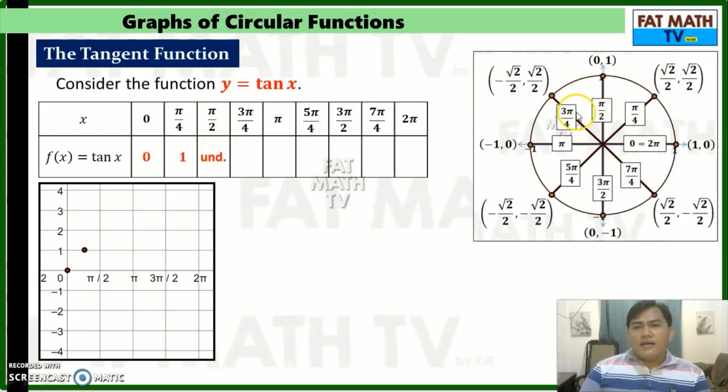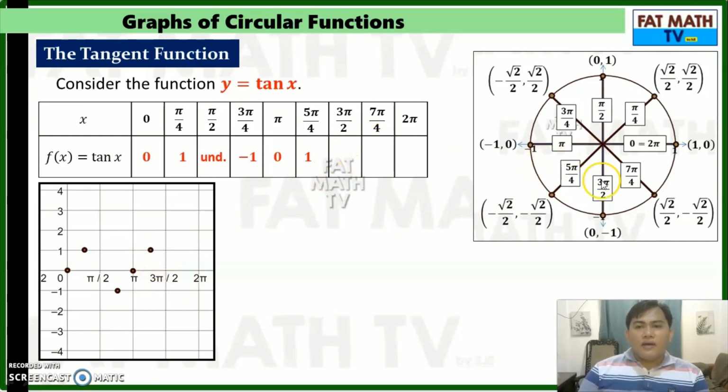And then if we have 3 pi over 4, so this over this, that's negative 1. So 3 pi over 4, negative 1 is here. And then if it's pi, 0 over negative 1, that is 0. So pi, 0 is here. And then if we have 5 pi over 4, that's negative square root of 2 over 2 over negative square root of 2 over 2, that is positive 1. So 5 pi over 4 is here, positive 1.